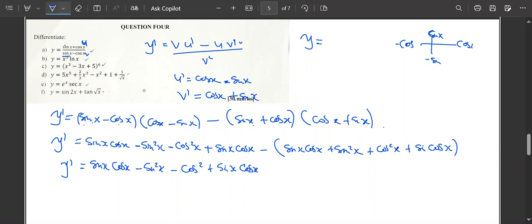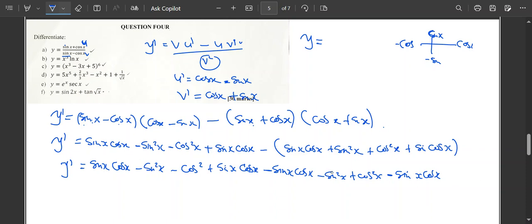Remember the denominator here, this is squared. I'll put it later because it will disturb me in the space that I have. Remember at the end, that's when I'll put it. So this is sine x cos x minus sine squared x plus cos squared x. Then, no, it's minus again, minus sine x cos x. Remember there's a denominator which I don't want to show.